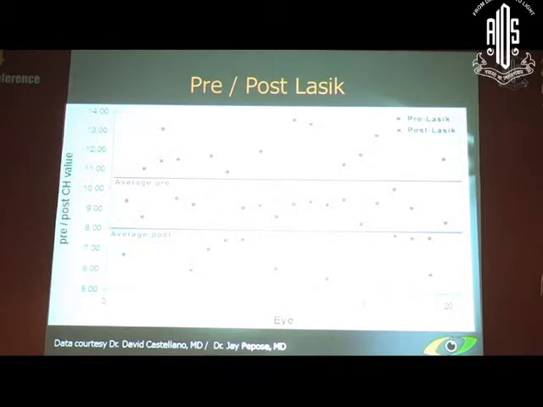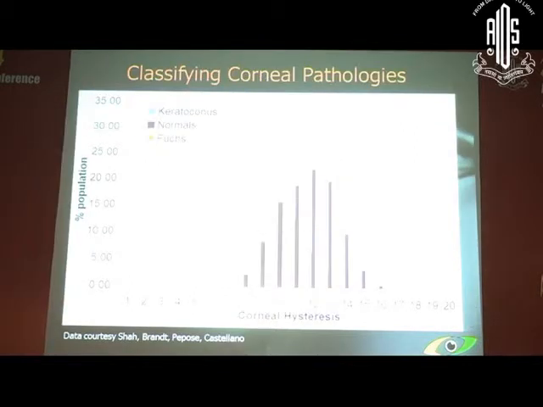Look at this plot, for example. There is a plot where these red dots are the average pre-operative hysteresis, and these are the average post-operative hysteresis in the LASIK population. But you look at this patient here, who has a pre-operative hysteresis value which is even lower than the average post-operative hysteresis value. That's the one you need to watch out for, because he's the one who's a likely candidate for developing ectasia.